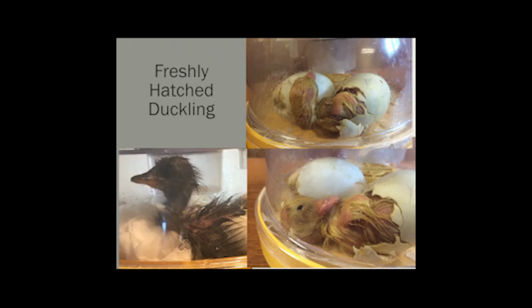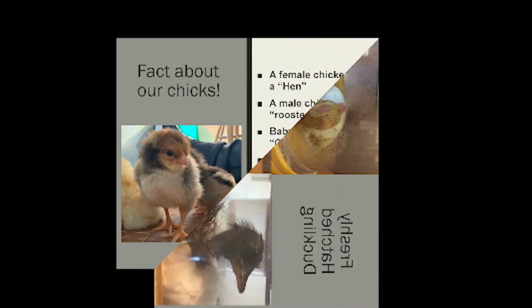And this is what our freshly hatched ducklings look like. We remember that when our ducklings hatch, and our chicks hatch, they are very wet. So it takes 4 to 24 hours for them to completely dry and then be moved into our brooder box. When we talk about our brooder box, we need to remember that it has to be clean. We change out their water and bedding and feed daily.